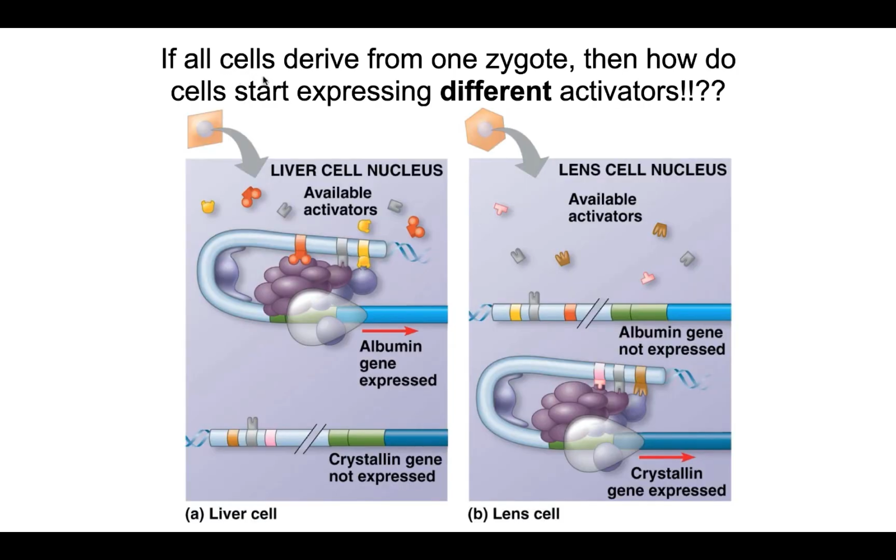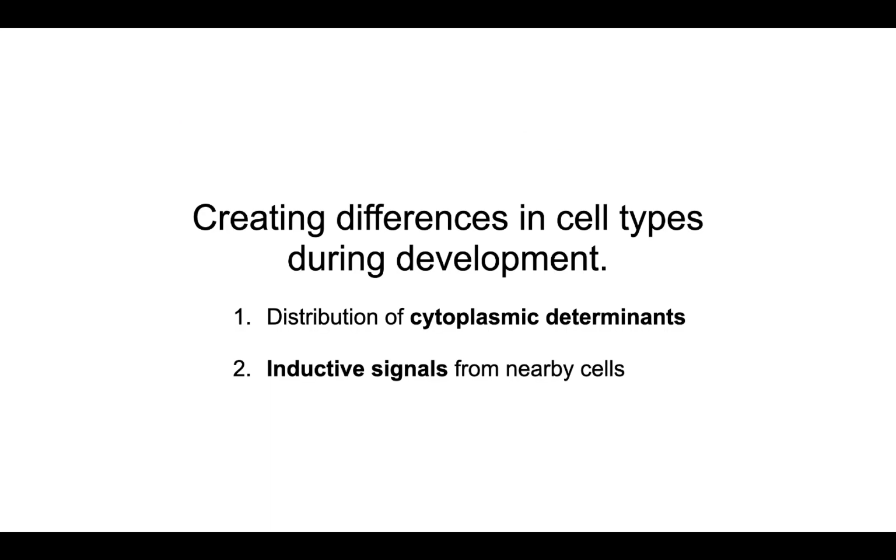So, if all cells derive from a single zygote, we all derived from that first cell, that egg that was fertilized by a sperm, the zygote. If all cells arise from that, then how do cells start expressing different activators? How is it that a lens cell expresses a different subset of activators than a liver cell? Where does that first asymmetry come from if we started off with just one cell? There are two main ways that asymmetry arises. The first is cytoplasmic determinants, and the second is inductive signals.